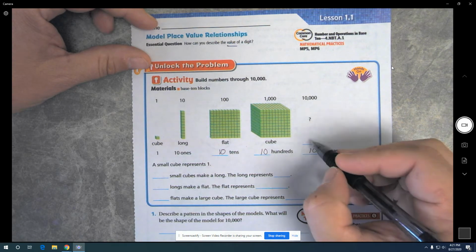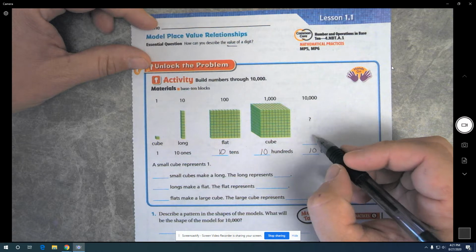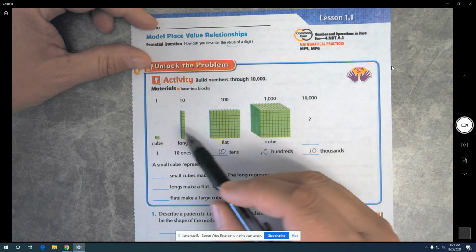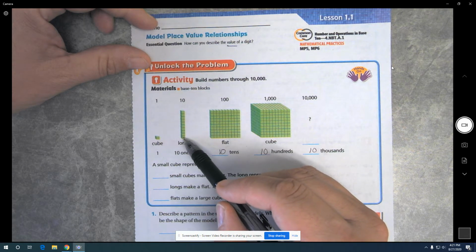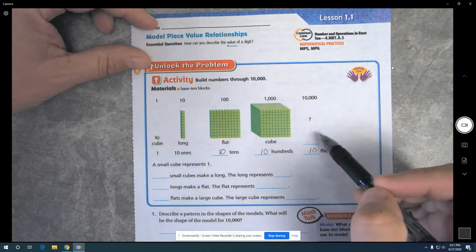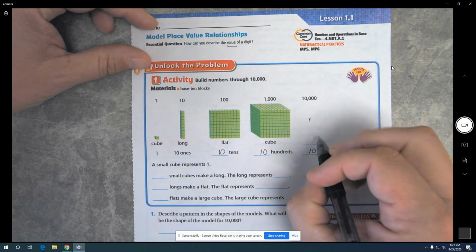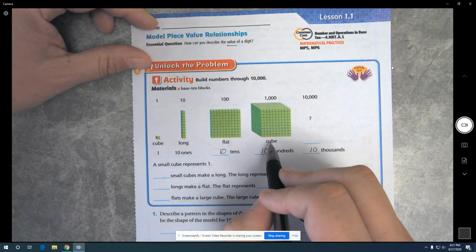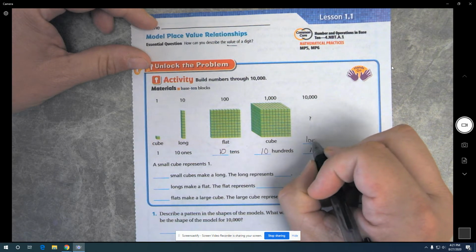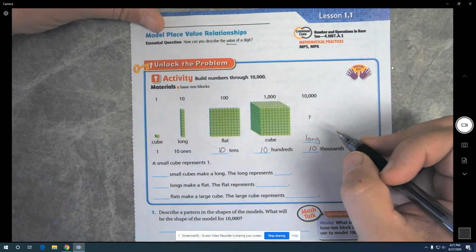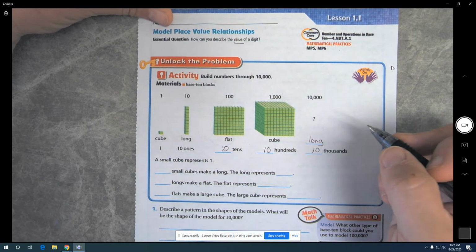And they have the question mark, meaning what shape would it be? If you think about it, if you took 10 of these big cubes and stacked them up, it would just be the same as this. It'd be a cube with 10 stacked. So it'd be much bigger than this, but the shape would be a long. So cube, long, flat, cube, long. So this would be a long also. 10,000. We don't have any of those at the school. They'd be too big and bulky to ship probably.